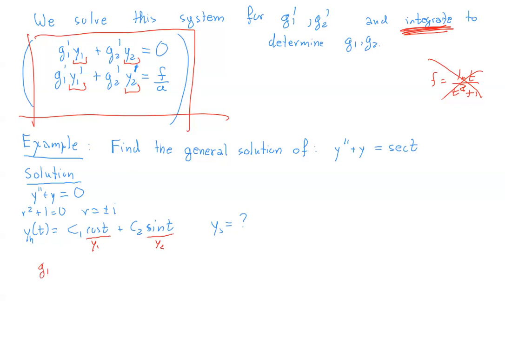It will be g1 prime times cosine t plus g2 prime times sine t is equal to 0. And then g1 prime times the derivative of cosine t, which is negative sine t, plus g2 prime times the derivative of sine t, which is cosine t, is equal to secant t divided by a. A in this case is 1. I don't need to divide by anything. That's what I get, and that's my system. And from this system, I'm supposed to find g1 prime and g2 prime. Okay? Everybody with me?